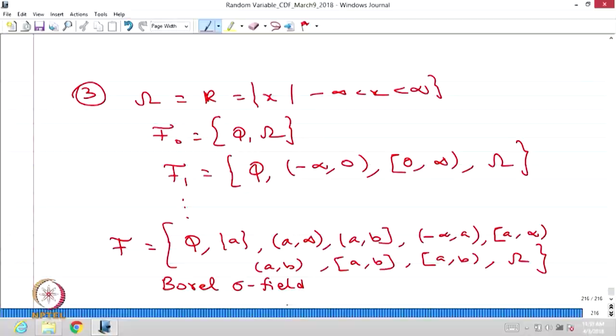Therefore, now we have discussed how to create the sigma field whenever we have omega having a finite number of elements and uncountably many elements. Obviously, when you have a countably infinite number of elements, you can do a similar exercise for creating the sigma field.